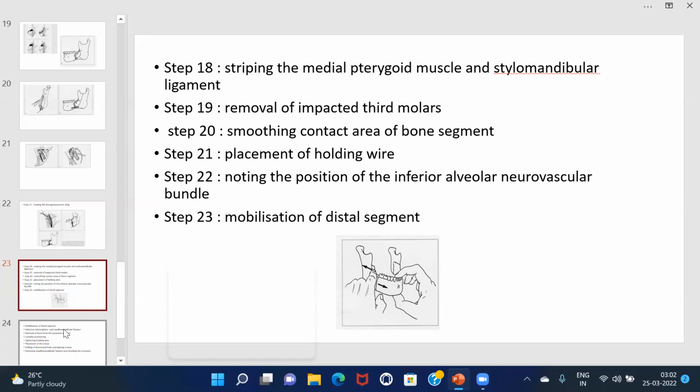Place 0.018-inch wires through the holes in the distal and medial segments.